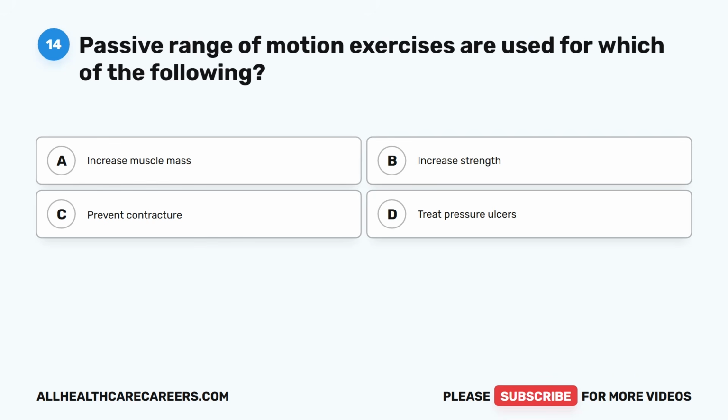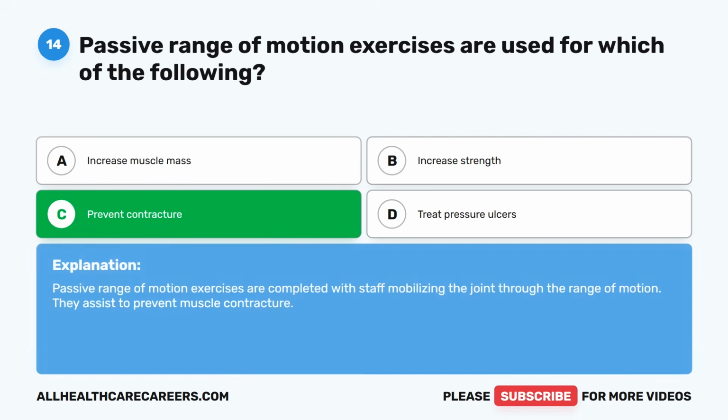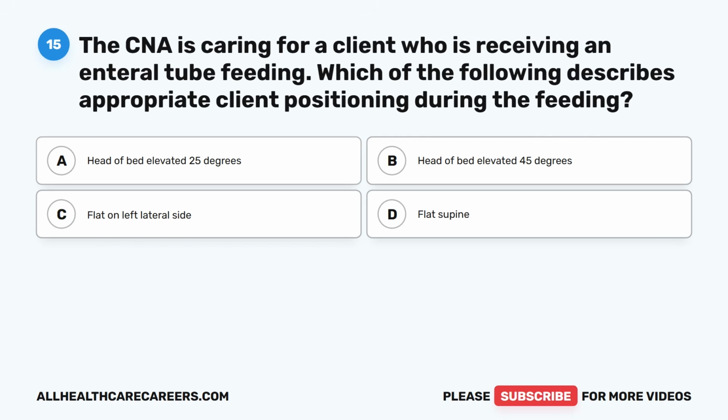Question 14. Passive range of motion exercises are used for which of the following? A. Increase muscle mass. B. Increase strength. C. Prevent contracture. D. Treat pressure ulcers. The correct answer is C. Prevent contracture. Passive range of motion exercises are completed with staff mobilizing the joint through the range of motion. They assist to prevent muscle contracture.